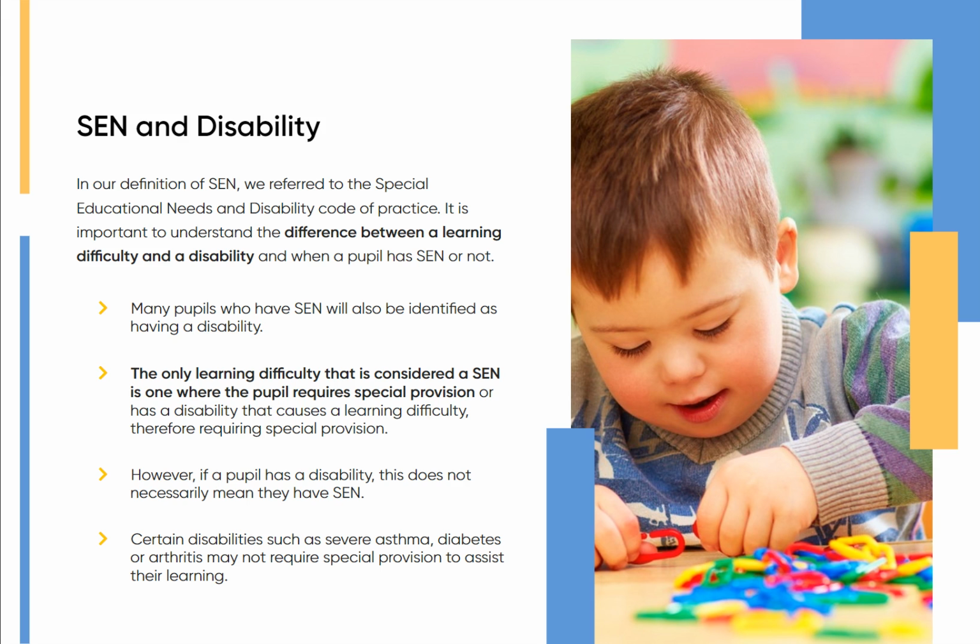The only learning difficulty that is considered an SEN is one where the pupil requires special provision or has a disability that causes a learning difficulty, therefore requiring special provision. However, if a pupil has a disability, this does not necessarily mean they have SEN. Certain disabilities such as severe asthma, diabetes or arthritis may not require special provision to assist their learning.